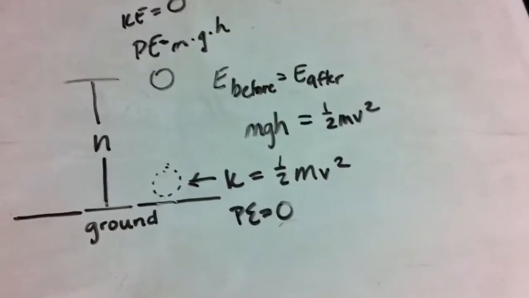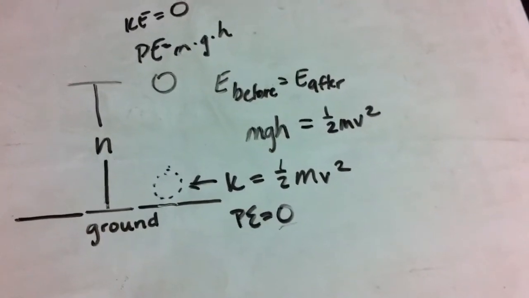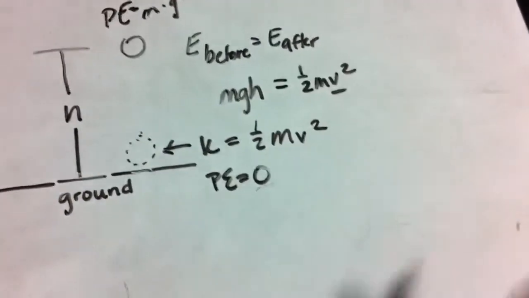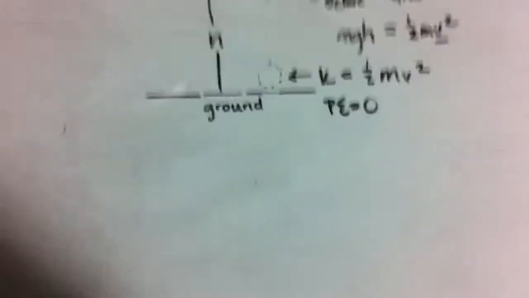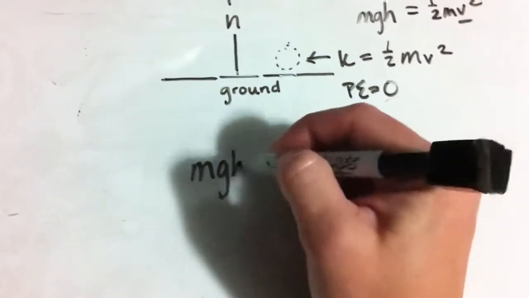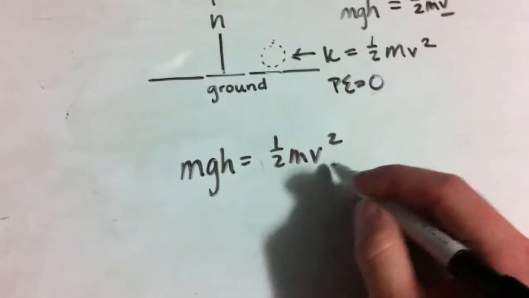Back to our question, what we're looking for. We're looking for the velocity just before it impacts. So the velocity right here, v, is what we're looking for. And we're going to have to figure that out. And we can do some algebra for that. So, mgh equals 1/2 mv squared. And again, we're looking for this.